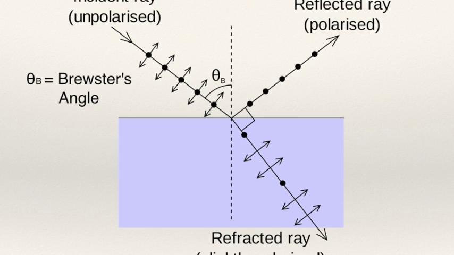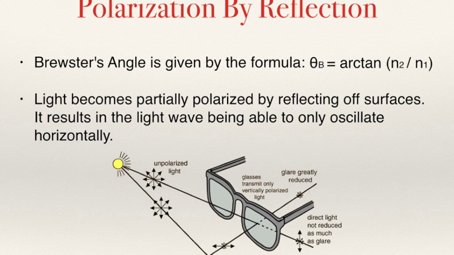This is a diagram of light polarizing due to reflection. The theta subscript b is Brewster's angle. If you were to mathematically figure out how to determine Brewster's angle, it simplifies into Brewster's angle equals the arctangent of n2 over n1. The n's are the refractive indices of the materials the light is traveling through.